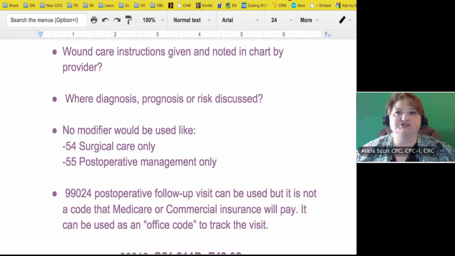Wound care instructions given and noted in a chart for a provider, that's classified as part of that E&M as well. Were diagnosis, prognosis, or risk discussed? Again, did the patient ask, is this going to scar? Am I going to have problems with scarring? Maybe the laceration is in the fingers or something, is this going to make it to where I have difficulty moving my fingers, or it's still real tender?